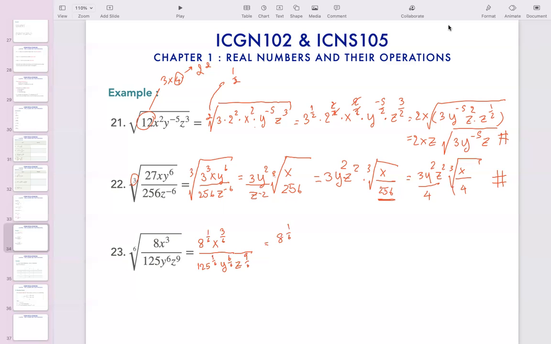And then for the x, I can have x to the 1/2. I just try to solve like this first, and then I have 125 to the power of 1/6, y, and z to the power of 3/2.